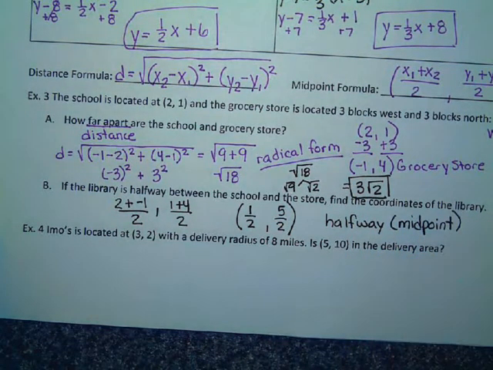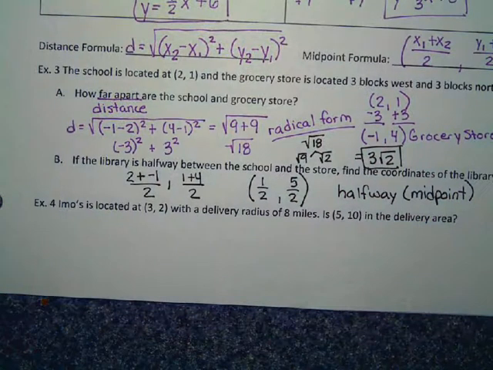Emos is located at (3, 2) with a delivery radius of 8 miles. Is (5, 10) in the delivery area? So a delivery radius is referring to a circle. You guys remember doing those? So we want to find the distance between these two and see if it comes out to less than 8 or more than 8. So we're going to use our distance formula.